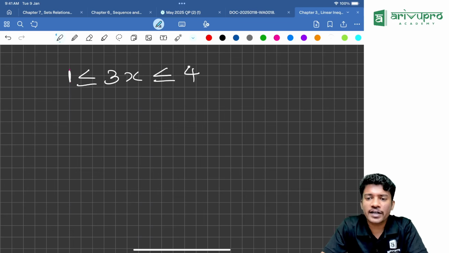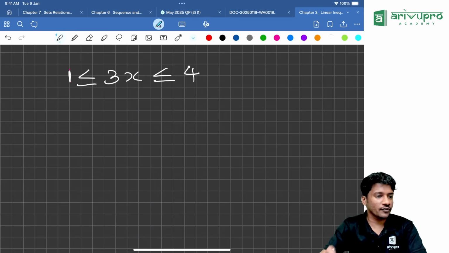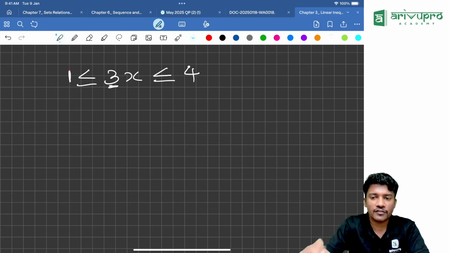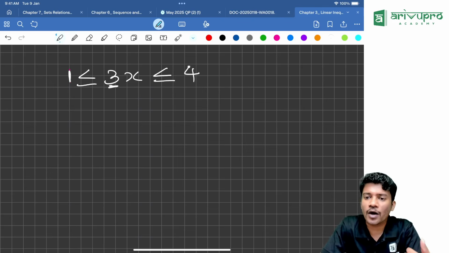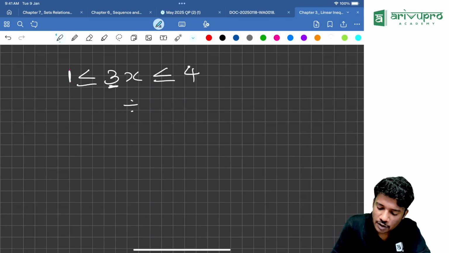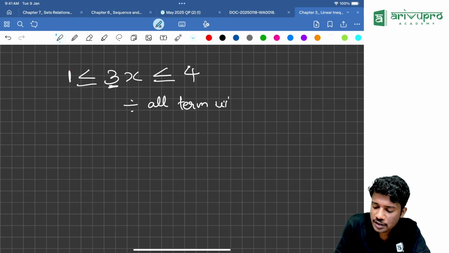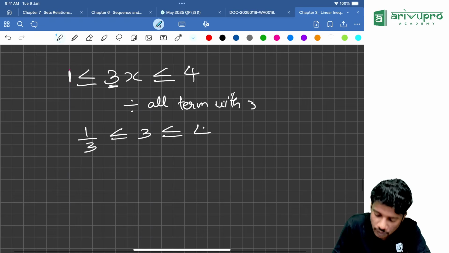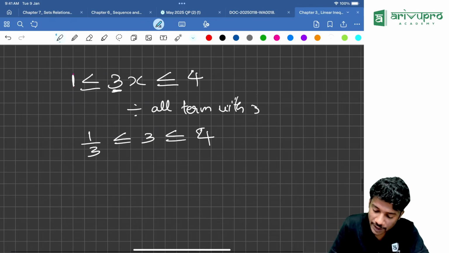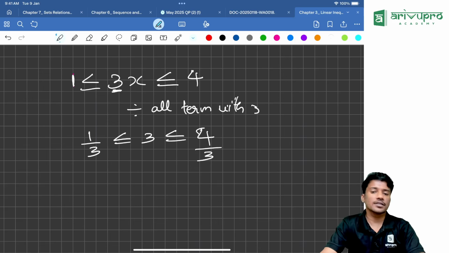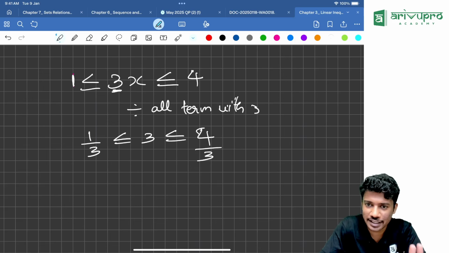Now, how to find the possible values of x? So, what is the coefficient of x here? 3. So, what we will do is, we will divide all the terms with 3. That means it will become 1 by 3 less than or equal to x less than or equal to 4 by 3. Everyone understood this? Is that clear for everyone?